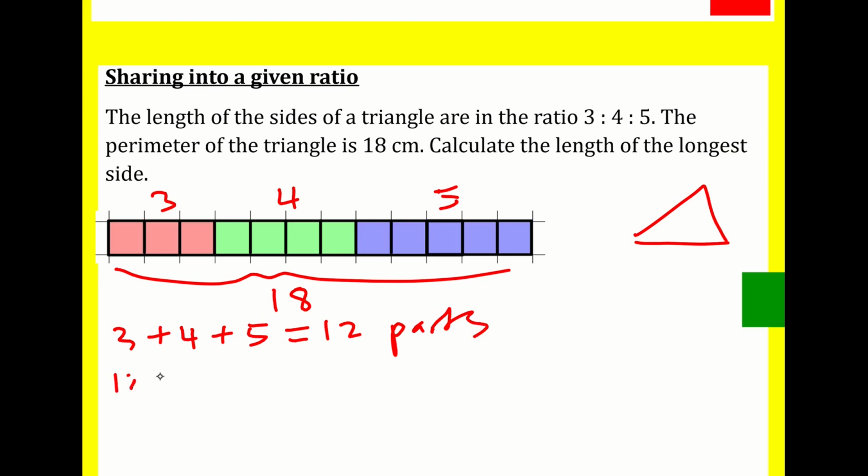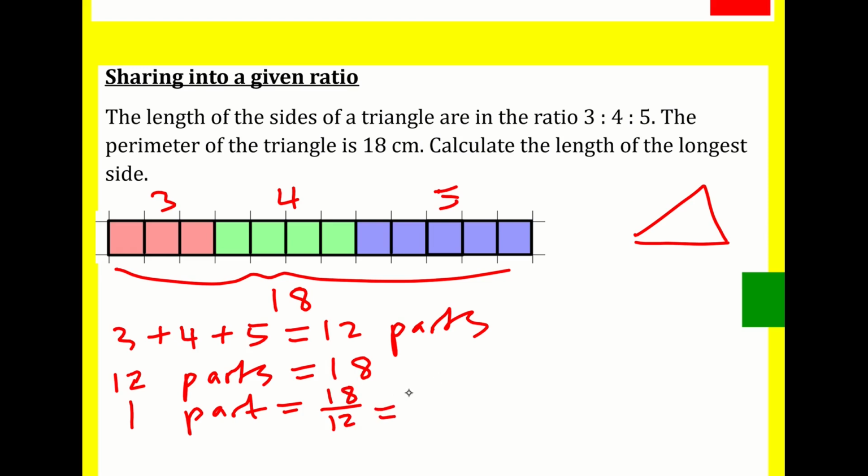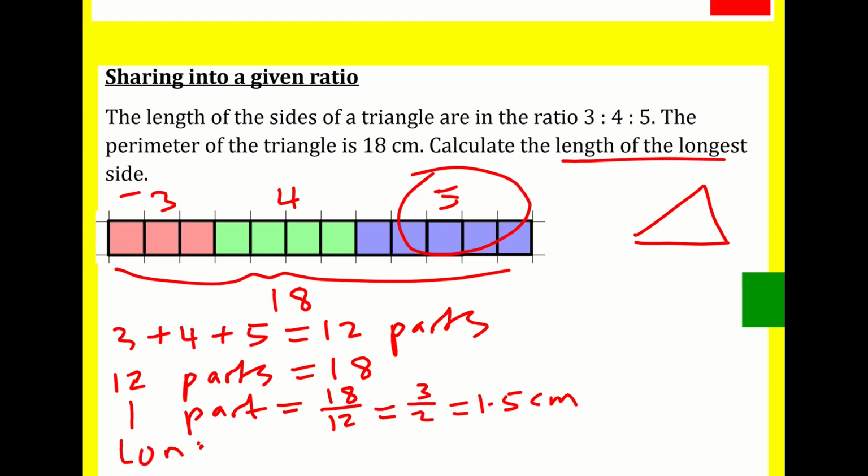So 12 parts equals 18 centimeters. Then I can work out 1 part. 1 part is going to be 18 divided by 12. 6 goes into both, so it's going to be 3 over 2. It's going to be 1.5 centimeters. Now that's just what 1 part is. I haven't actually finished the question. It's asked for the length of the longest side, and that's going to be this one here. I don't need to find all the sides.